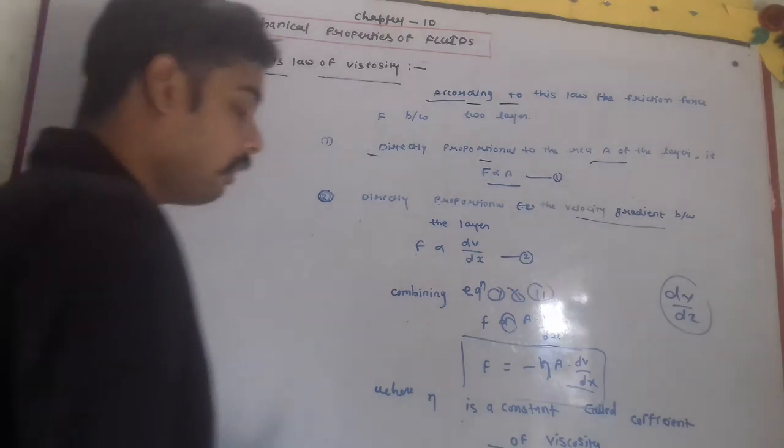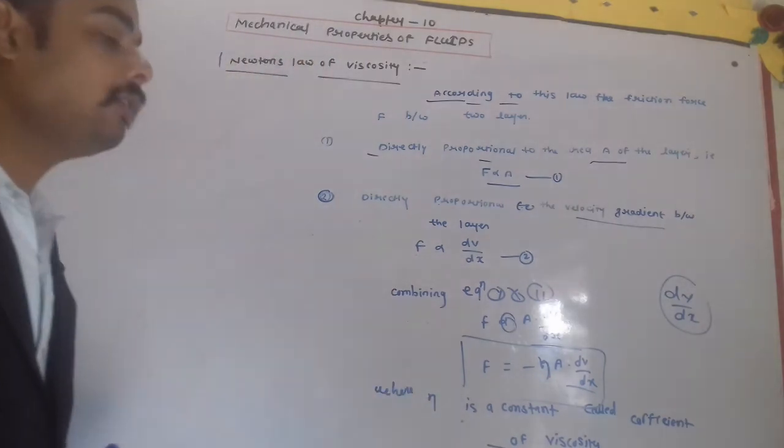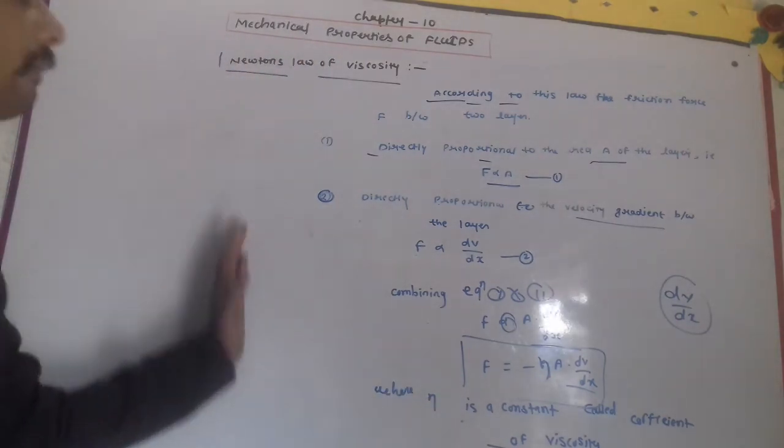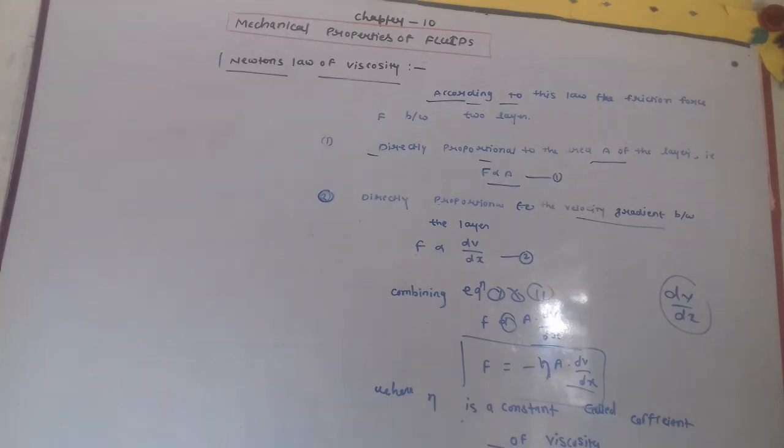The MKS unit is Newton second per meter square. So this is our Newton's law of viscosity. You can derive this relation and try to write it well.